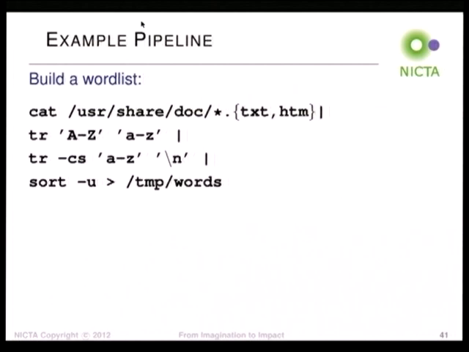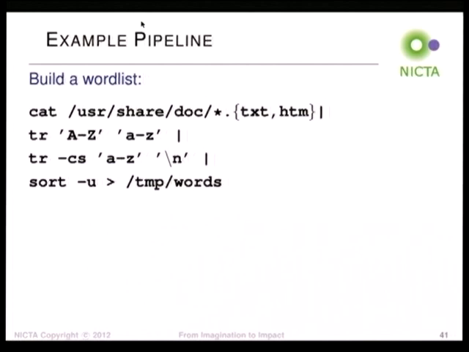Cat is just concatenate files. So this expands to all of the .txt and .htm files that are anywhere inside user share doc. We then pipe that through a tr. Tr stands for transliterate characters. It takes two arguments. Anything that's found in the first set will be changed to the corresponding letter in the second set. So in this case, we're changing uppercase to lowercase.